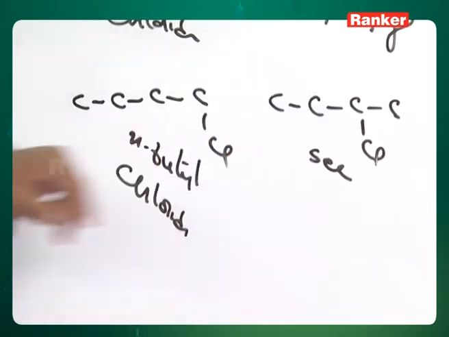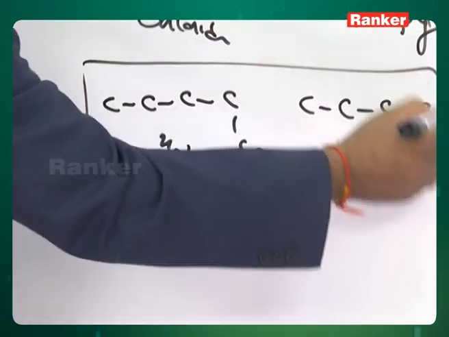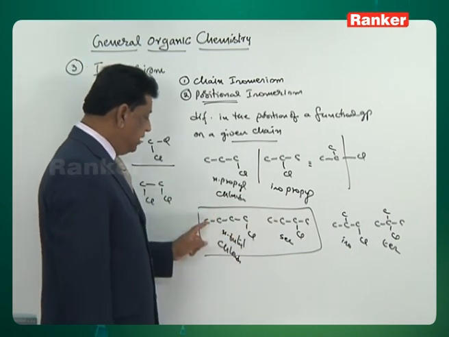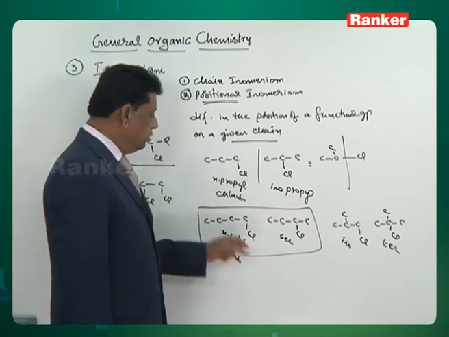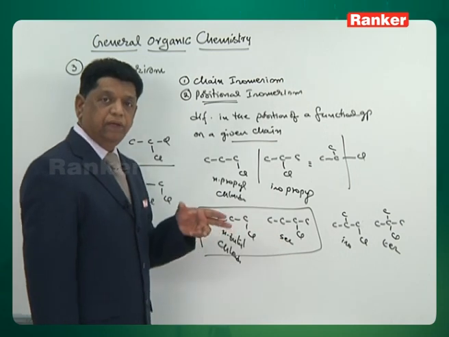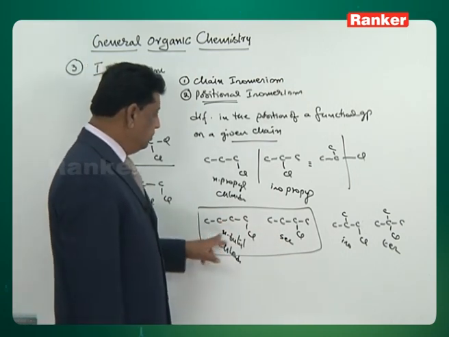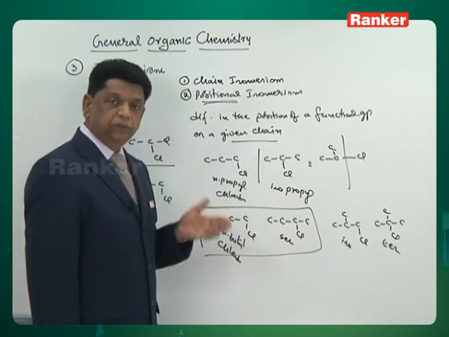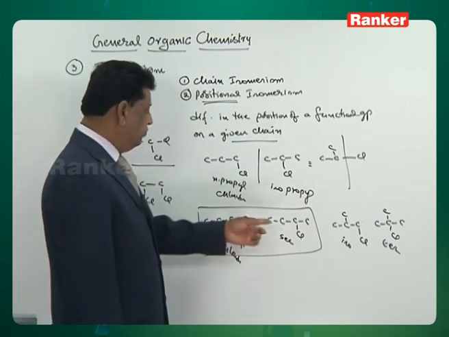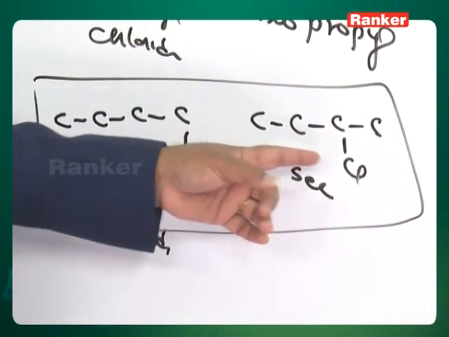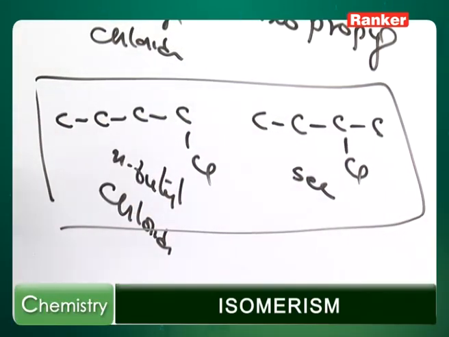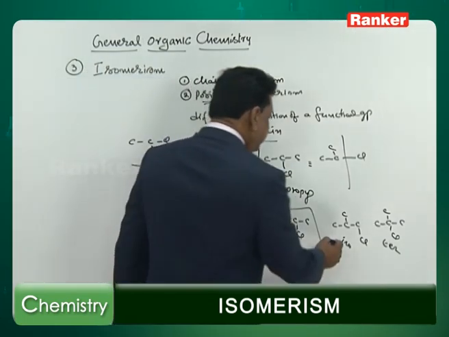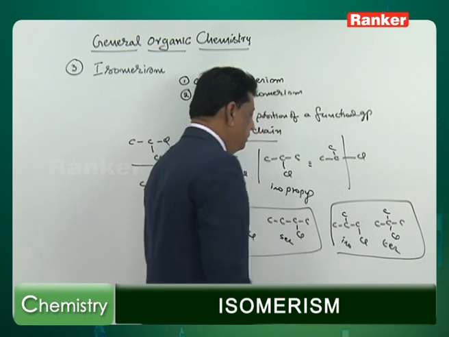So the first two are called positional isomerism, because the skeleton is the same straight chain: 1-chlorobutane, 2-chlorobutane. IUPAC nomenclature gives much more clarity. Butane with 1-chloro, 2-chloro. What is different? Just the position of the group. So if the position of the group is different, with the skeleton being the same, then it is called positional isomerism. So, this is another set of positional isomers.